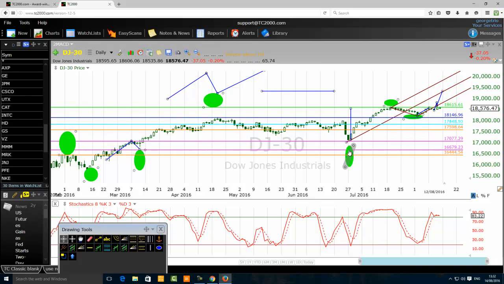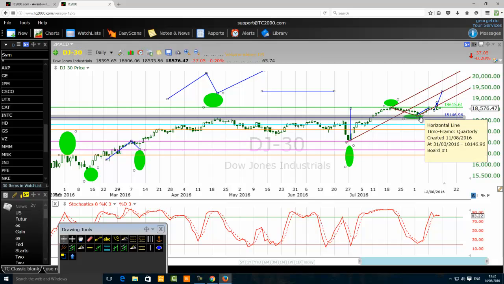We need 3 points to draw our pitchfork tool. That's the first point here. That's the second point here. That's the third point.